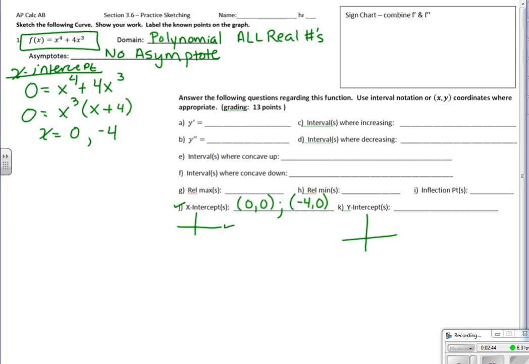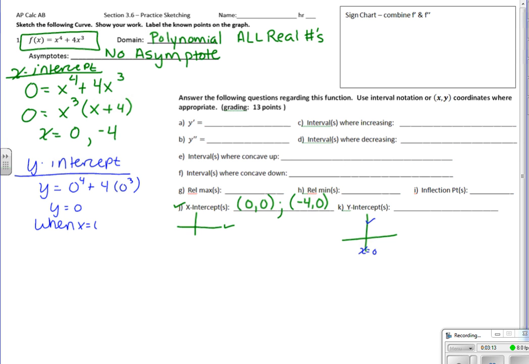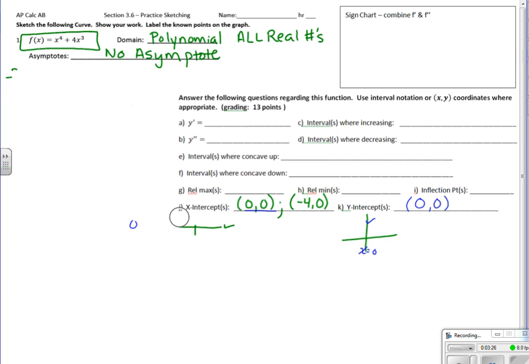Y-intercepts, well, that's talking about where it intercepts the y-axis, and that occurs when x is 0. So I could find my y-intercept by plugging in 0 into the function. So y is equal to 0 to the fourth plus 4 times 0 raised to the third. But that means that y is equal to 0. So when x is 0, y is 0. And look at that, we already had that point identified, (0, 0). So far I know a couple very key points to my graph, and that can help my accuracy because I could plot those out. I'm going to have intercepts at (-4, 0), and then a repeat there at (0, 0).